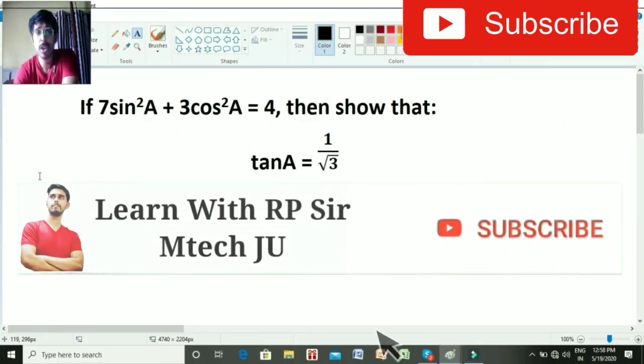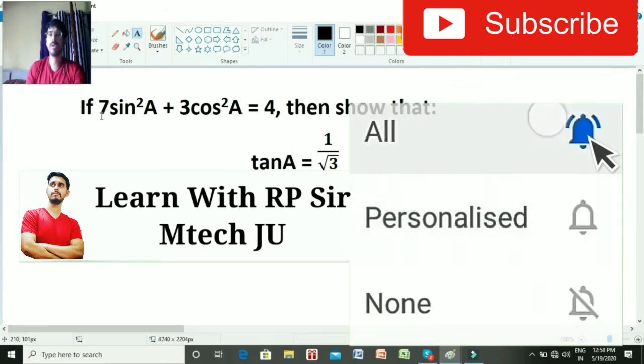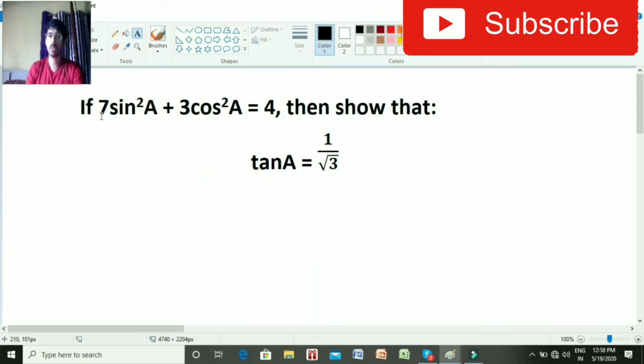Now here we have: if 7 sin square a plus 3 cos square a equals 4, then show that tan a equals 1 by root 3. Now in this case, let us start with this particular thing. So again we are going to use a trigonometric formula here.